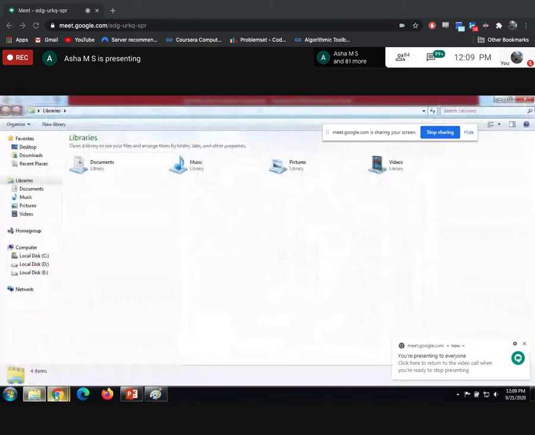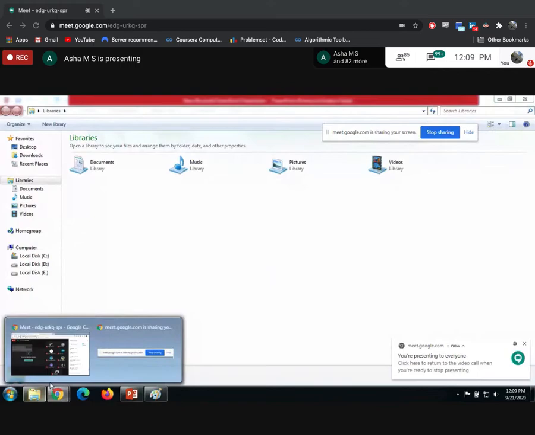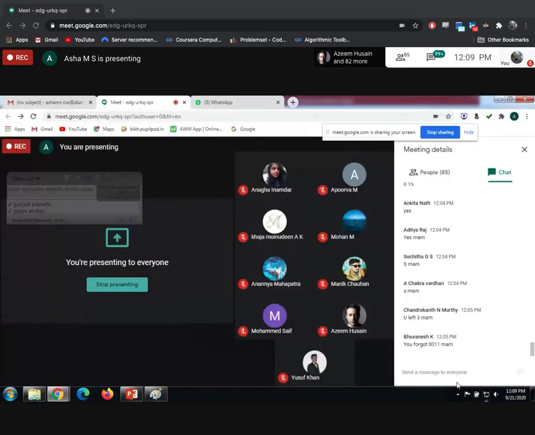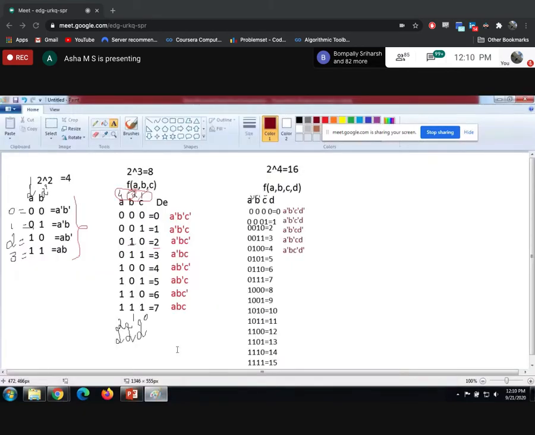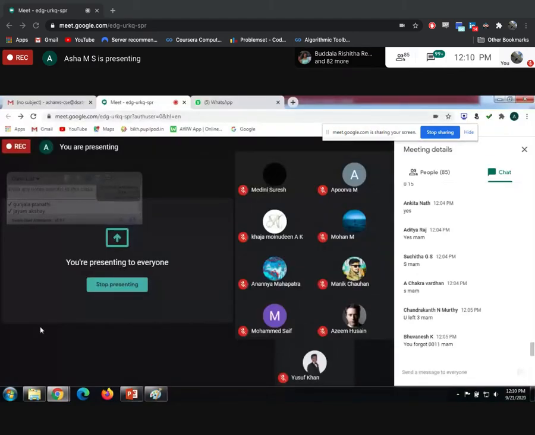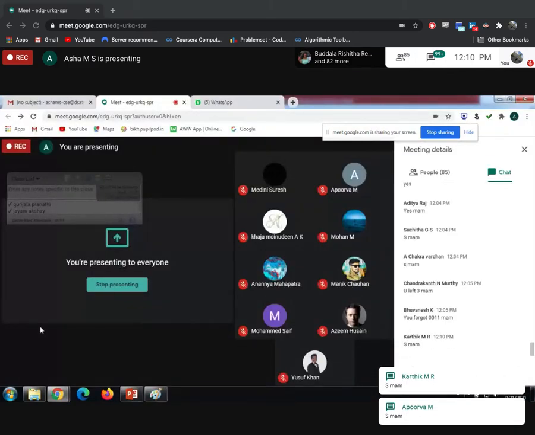People are telling that I forgot something to insert. Is it correct now? 0011. Here it's there. Truth table is correct right now, right? Vanesh, is it correct now?